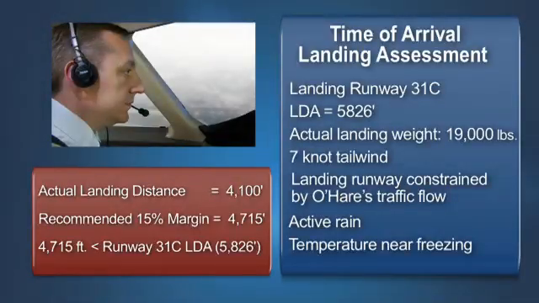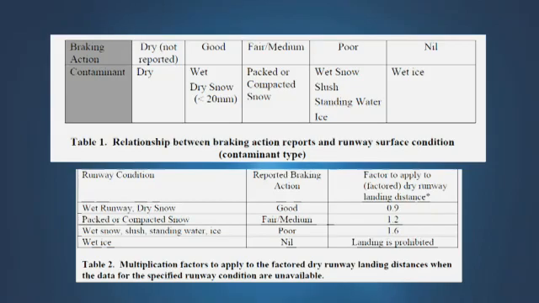Once the actual landing distance is known, SAFO 06012 recommends that a 15% safety margin be added and that the resulting distance be less than the declared landing distance available, unless imminent risk to continued flight makes this landing imperative. For those airplanes where advisory contaminated runway landing distance data is not available, SAFO 06012 provides factors based on the reported runway condition or braking action reports to determine the minimum runway required for landing.